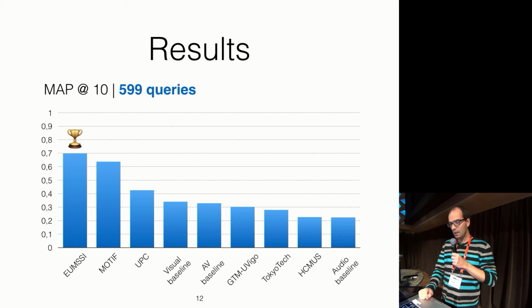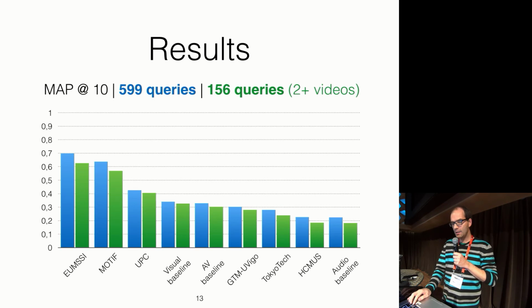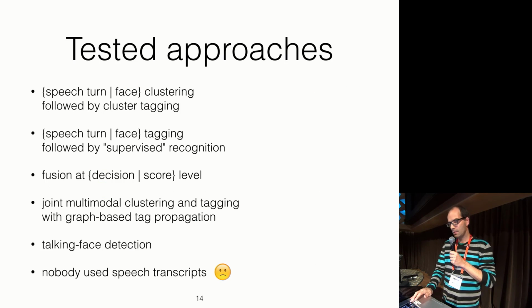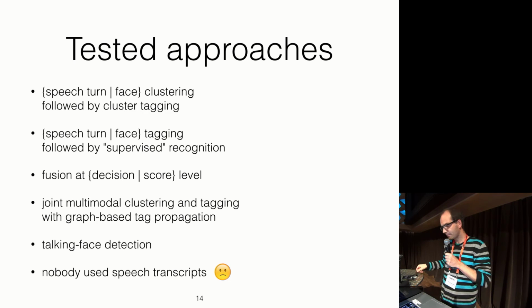And surprisingly, the best results as far as baselines are concerned were for the visual approach only. And here is another ranking based only on queries for which people appear in at least 2 videos, so reoccurring persons. Basically this is the same ranking except the performance is a bit worse.